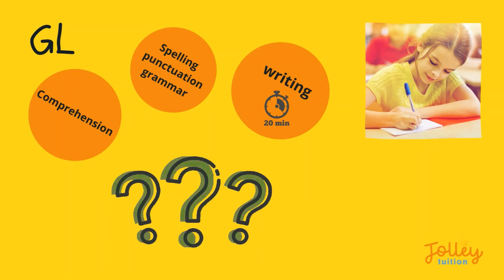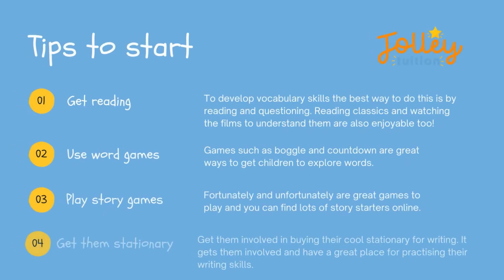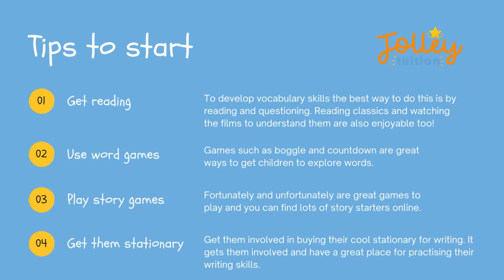Here are my top tips to start. Number 1, get your child reading. To develop vocabulary skills, the best way to do this is by reading and questioning. Get them reading classics and watching the films so that they can understand what is happening within them. This is also an enjoyable task for them to do.